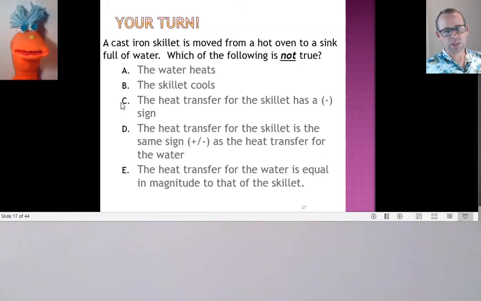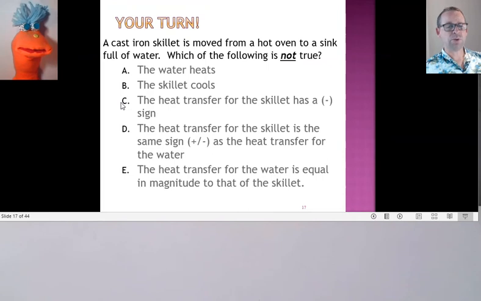The water is heating. That happens. The skillet is cooling. Yeah, that's happening. The heat transfer for the skillet has a negative sign. That means the skillet is losing energy. Is that true? I think so. I don't know.